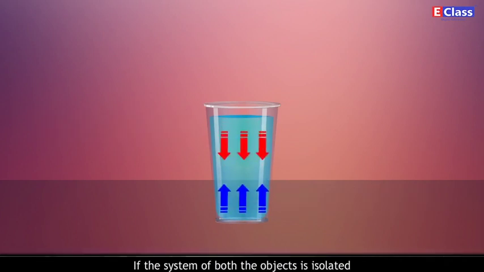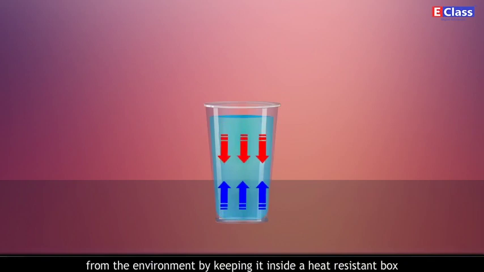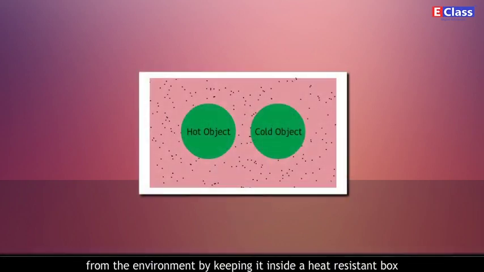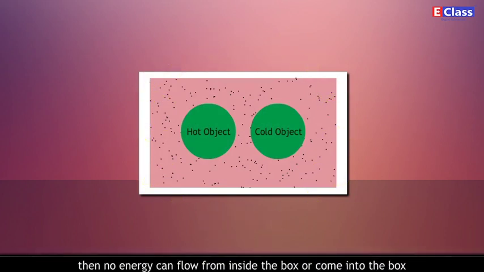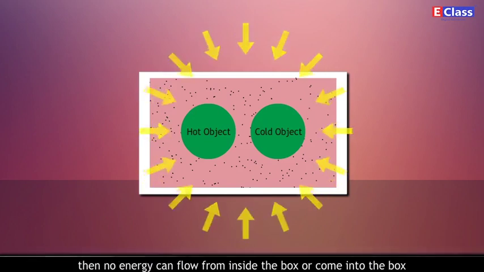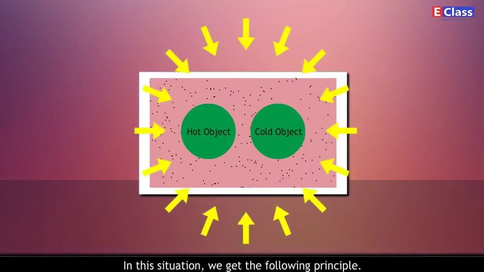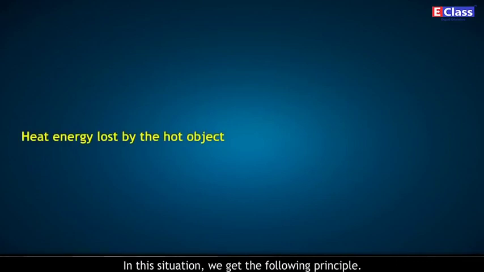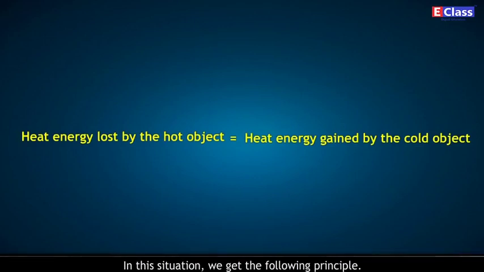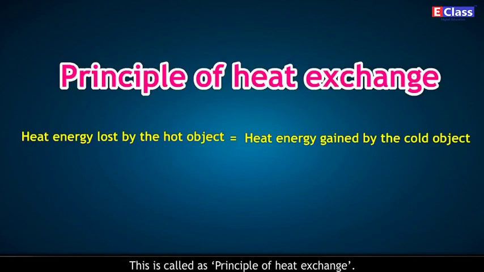If the system of both the objects is isolated from the environment by keeping it inside a heat-resistant box, meaning that the energy exchange takes place between the two objects only, then no energy can flow from inside the box or come into the box. In this situation, we get the following principle. Heat energy lost by the hot object is equal to heat energy gained by the cold object. This is called the principle of heat exchange.